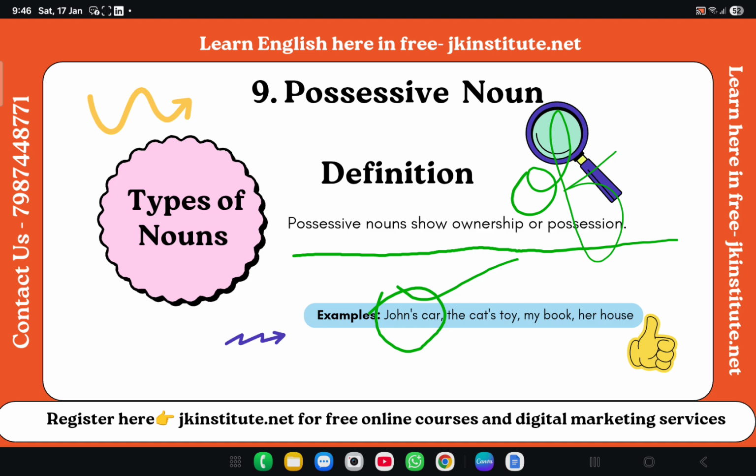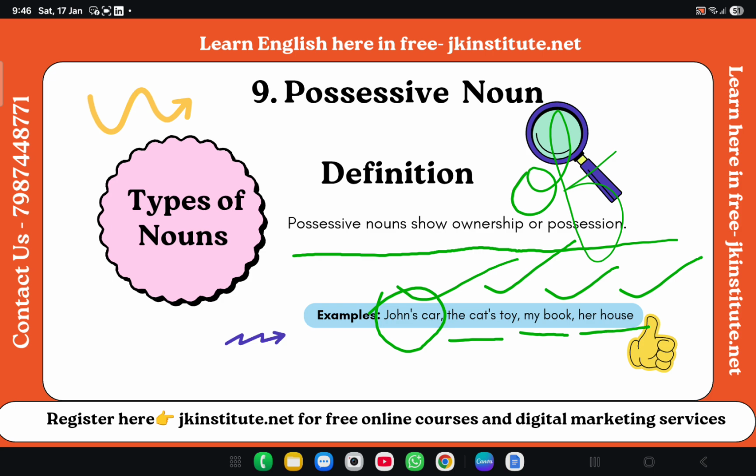A book of English, a book of English. In this condition also we can use a possessive noun. A book of English is a whole possessive noun. So I think you understood how we can use these possessive nouns in sentences and how we can recognize them. That's the cat's toy, my book, her house. So her house is a possessive noun, my book is totally a possessive noun.